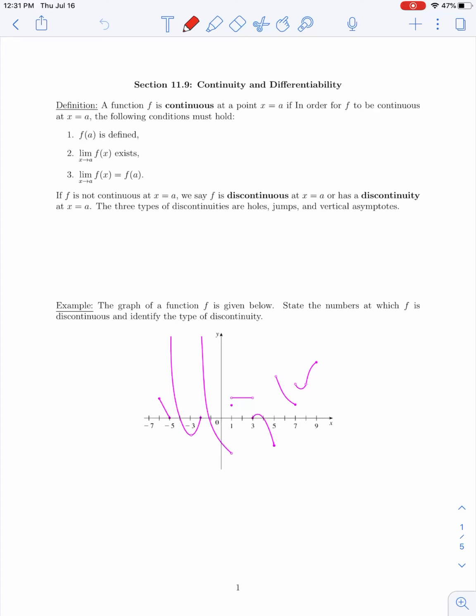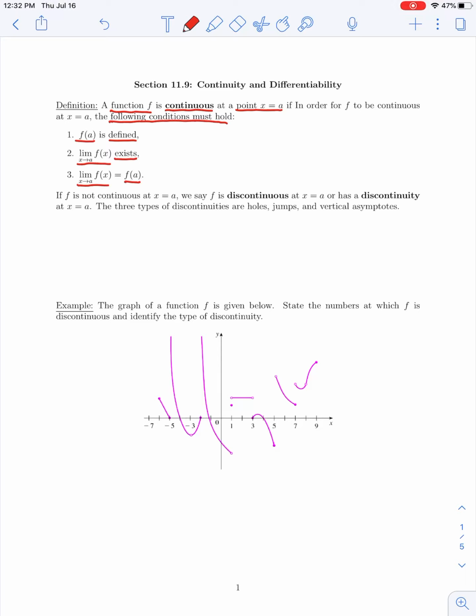So we would say that a function f is continuous at some point x equals a if the following conditions hold. Namely, number one, that f of a is defined, so the function is defined at x equals a. Number two, the limit of f of x as x approaches a exists. And condition three, that the limit as x approaches a of f of x is equal to f of a.